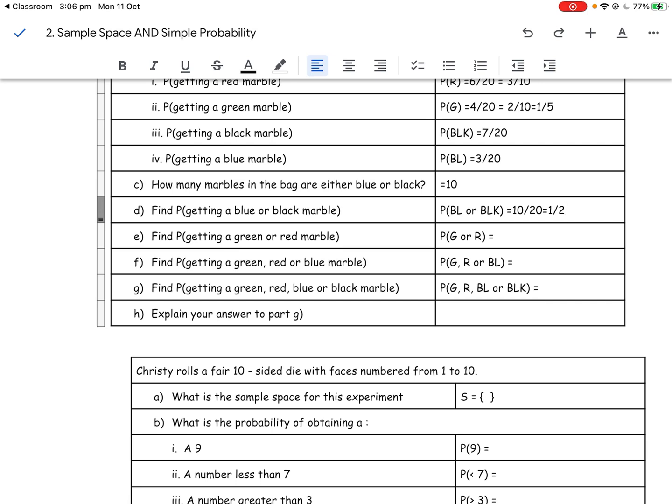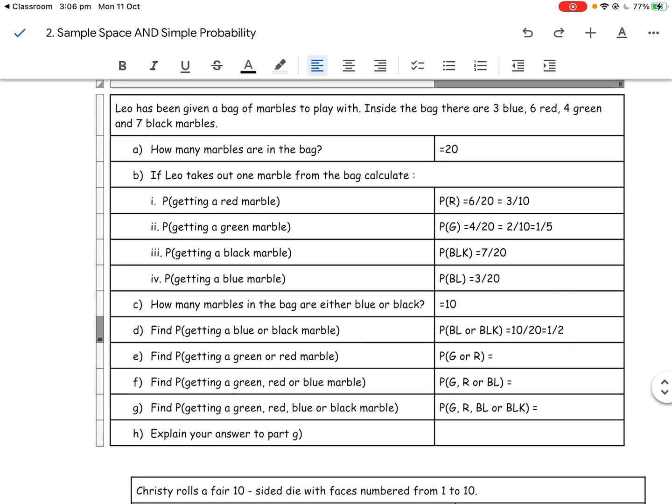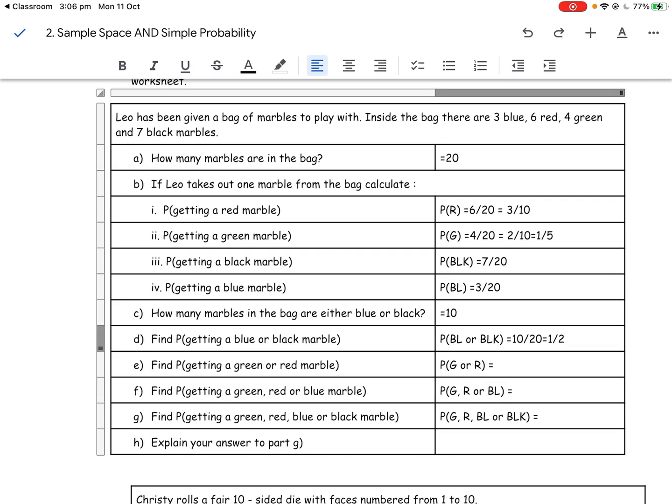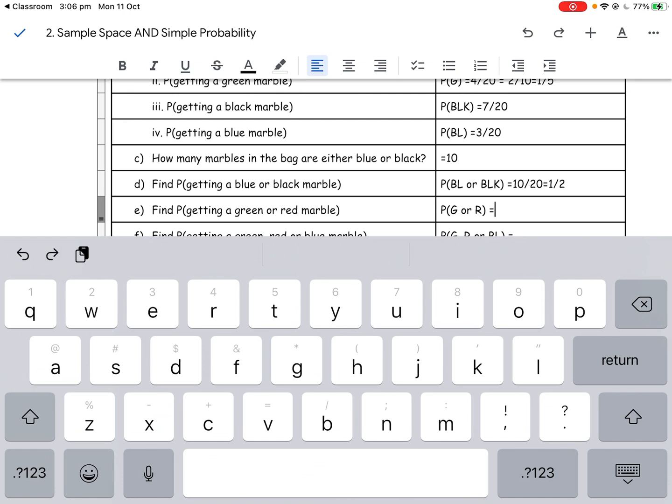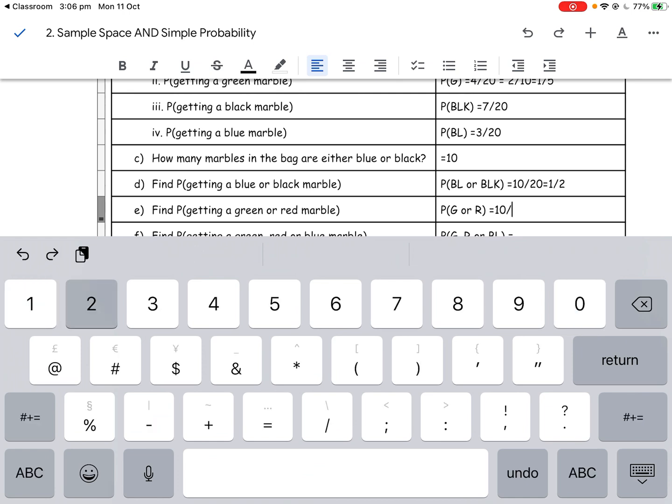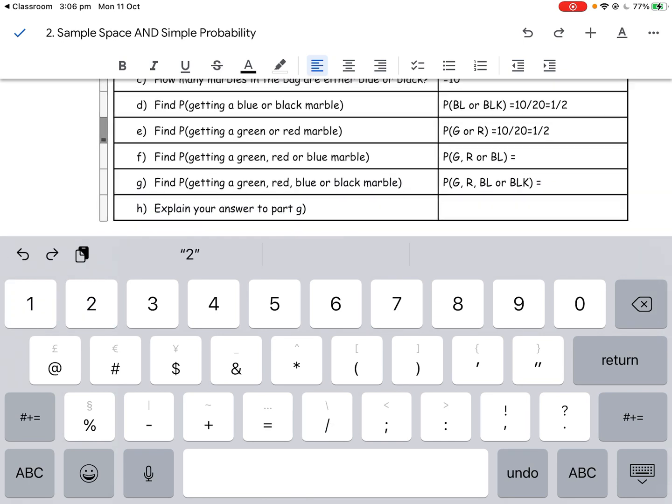Find the probability of getting a green or a red. So let's add green and red together. So green is 4, red is 6. So what's 4 plus 6? Hopefully you got 10 again. 10 out of 20, and the same as before. Does 10 fit into 20 twice? Yes, it does. So my answer is a half.